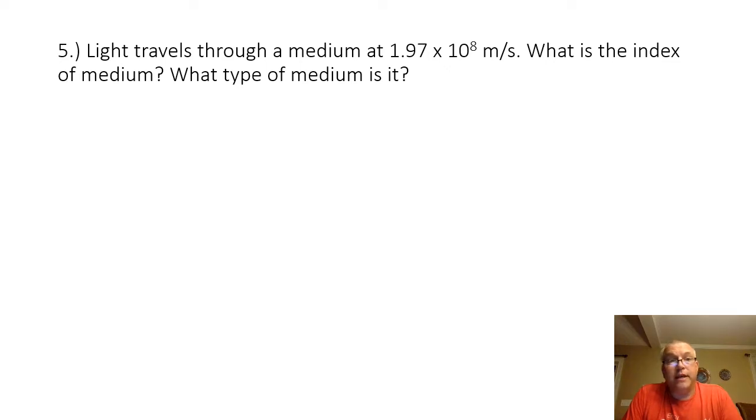Problem 5. A light travels through a medium at 1.97 times 10 to the 8th meters per second. What is the index of the medium, and what type of medium is it? Once again, my speed of light in a vacuum is 3.0 times 10 to the 8th meters per second. That is our universal speed limit, according to our friend Mr. Einstein. The speed that the light is traveling in this medium is 1.97 times 10 to the 8th meters per second. And once again, we are trying to find the index of refraction.